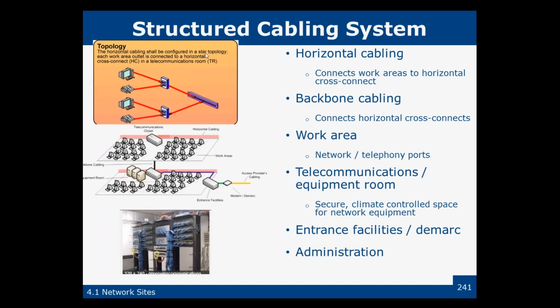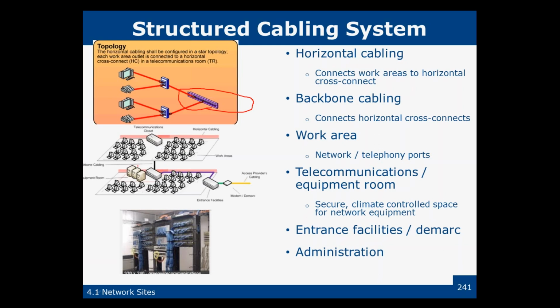The structured cabling system, and I've put some pictures in here, the topology: the horizontal cable shall be configured in a star topology. Each work area outlet is connected to a horizontal cross connect in the telecommunications room. That means that everything goes back to the network operations center, to the NOC. The horizontal cable is called that because it normally resides on one floor. It connects work areas to horizontal cross connects. Horizontal cross connects are these punch down blocks that we looked at earlier.